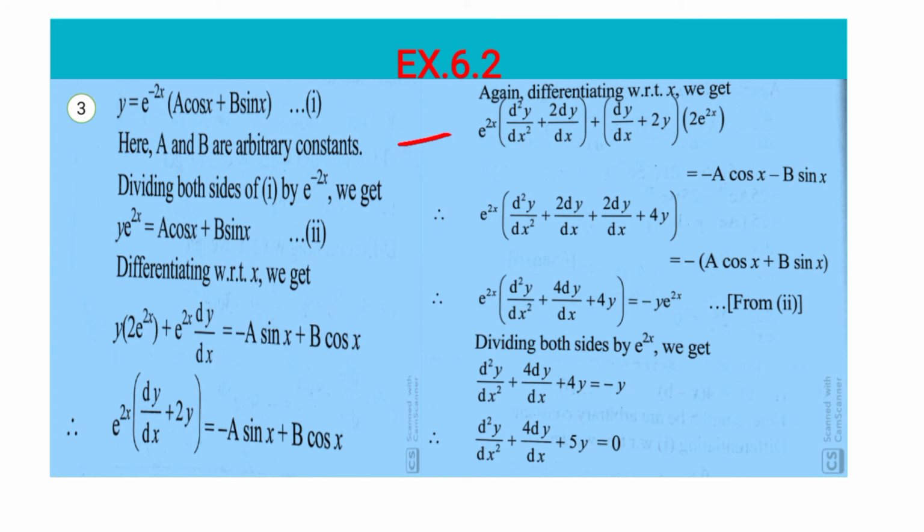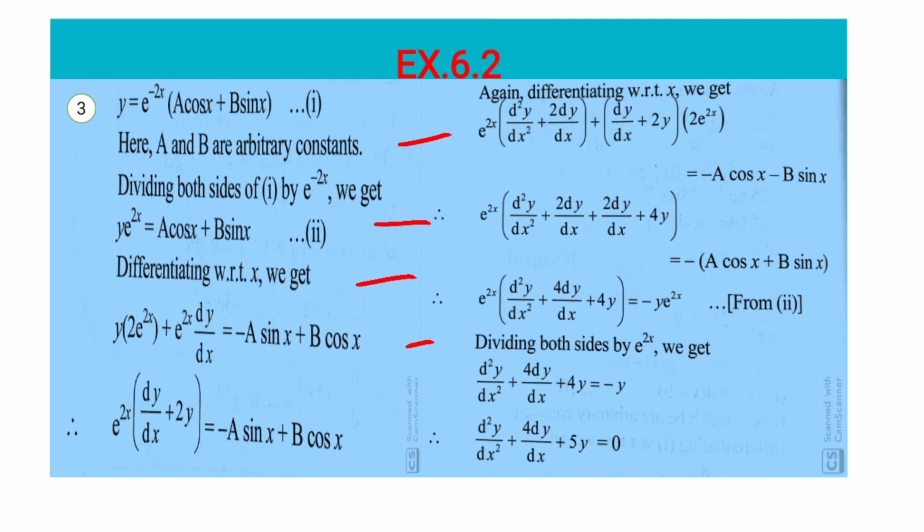Dividing both sides of 1 by e raised to minus 2x, so we get y into e raised to 2x is equal to a cos x plus b sin x. Give this is number 2. Differentiate with respect to x, we get y into 2 e raised to 2x plus e raised to 2x dy by dx is equal to minus a sin x plus b cos x. Then therefore e raised to 2x common in bracket dy by dx plus 2y is equal to minus a sin x plus b cos x.